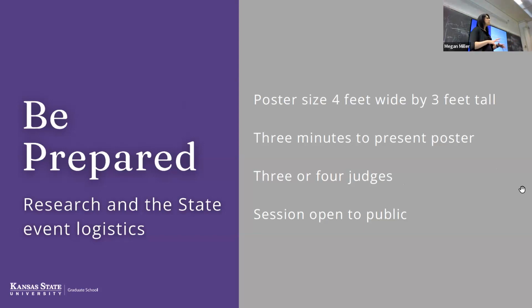So in terms of logistics for research in the state, with any event, just be familiar with what the layout is going to be. Are there certain dimensions you need to follow for your poster? For research in the state, we require a poster of 4 feet wide by 3 feet tall. These are the dimensions we require for the Capital Graduate Research Summit. So if you're selected for that event, you want to have your poster ready for that event as well. You should be prepared to orally present your poster in about 3 minutes or less. I think this is a good practice to follow for any poster presentation, no matter who your audience is.